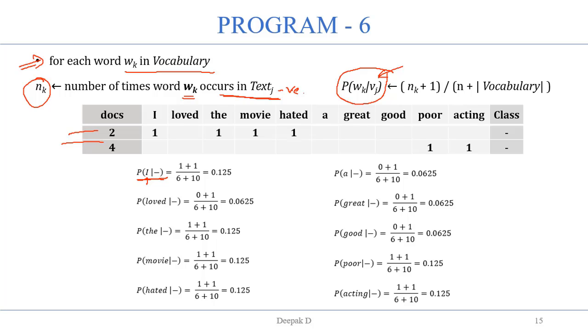nk is nothing but the number of times the word wk occurs in text A. Here I has appeared only once, so I have written 1 here, plus 1, divided by 6. 6 is the number of words available in text J, so I have written 6 here, plus 10. 10 is the total number of distinct words available in your vocabulary. So this is the probability value of I given negative. Similarly, you find the probability values for all the words in the vocabulary given the negative class.